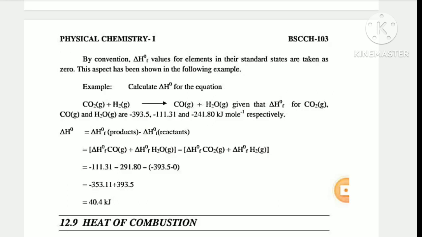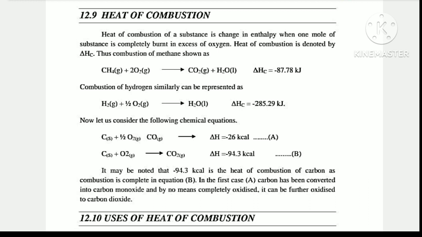By convention, delta H values for elements in their standard state are taken as 0. This aspect has been shown in the following example. Heat of combustion. The heat of combustion of a substance is the change in enthalpy when 1 mole of the substance is completely burnt in excess of oxygen. Heat of combustion is denoted by delta Hc.